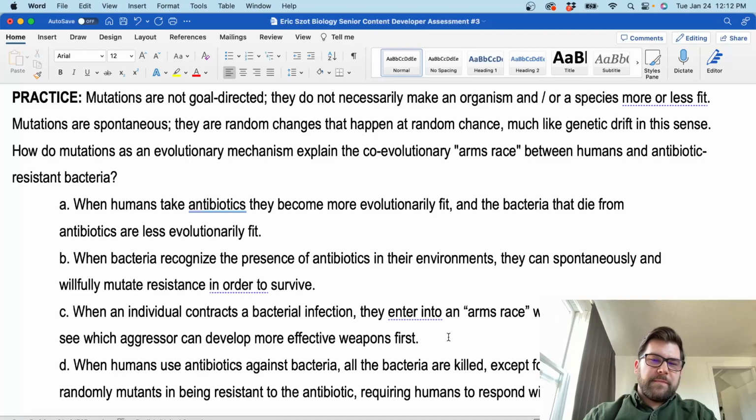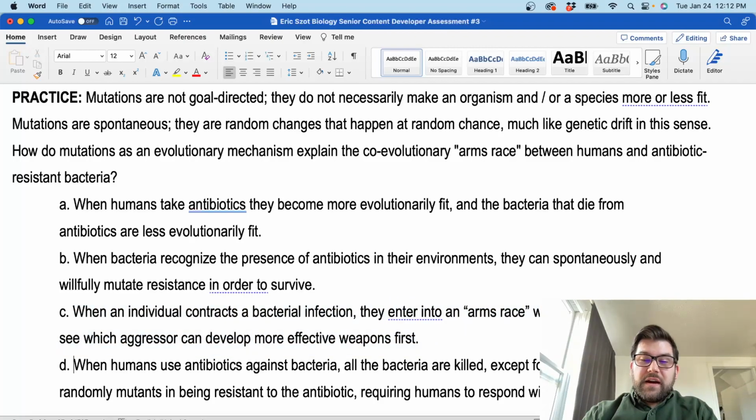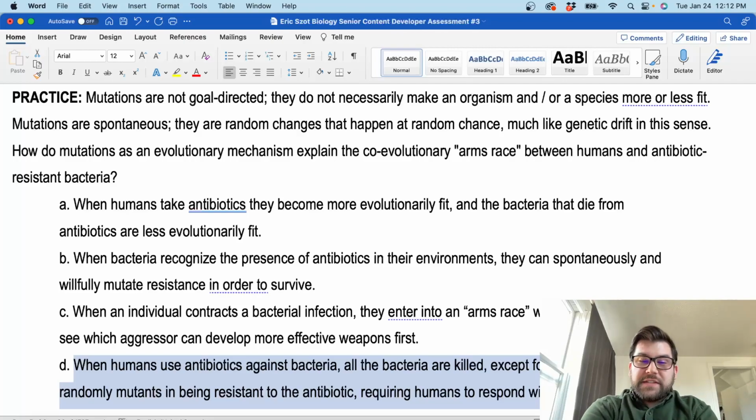Let's go to C. When you get a bacterial infection, you get into an arms race, trying to see who can develop weapons first. No, that's taking arms race too literally here in C. So far, A is still our best bet, but let's look at D. When humans use antibiotics against bacteria, all bacteria are killed, except for the ones that are randomly mutants and being resistant. Okay. Requiring humans to respond to more antibiotics, etc.